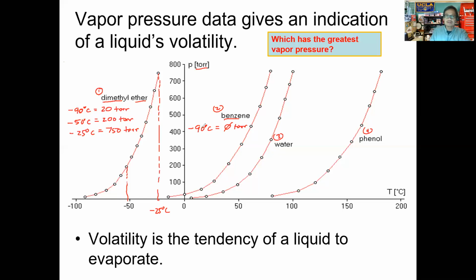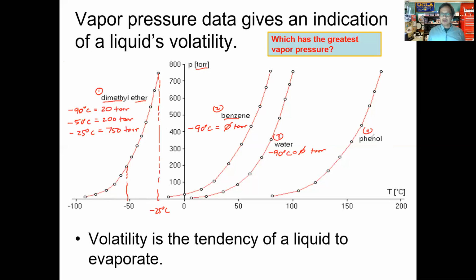And let's just stick with negative 90 degrees Celsius. What is the vapor pressure for water at negative 90 degrees Celsius? Same thing here. Look at this. If you try to extend this back, if anything, you would see that it may even sit below. It doesn't. You can't get below zero pressure. But we can say then that it also does not register a pressure at negative 90 degrees Celsius.